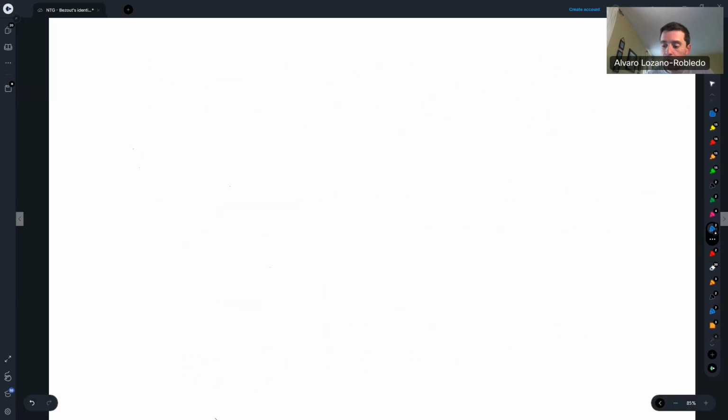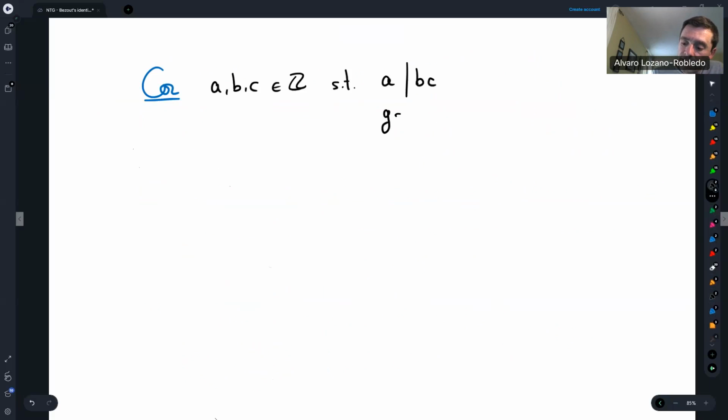So let's prove that corollary. Again, the corollary says that if A, B, and C are integers, such that A divides BC, and the GCD of A and B is 1, then A divides C. Okay, let's prove that.